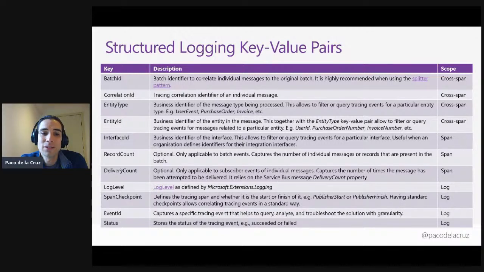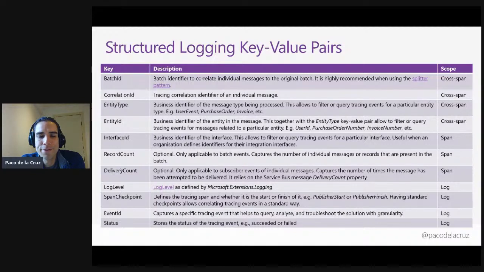Then delivery count is optional again, but this is only applicable to subscriber events. And this is, for example, when we are retrying the delivery of the message, we want to know how many times this message has been delivered. The next one is log level, just to know if this tracing log is an error, is a warning, or is an informational.